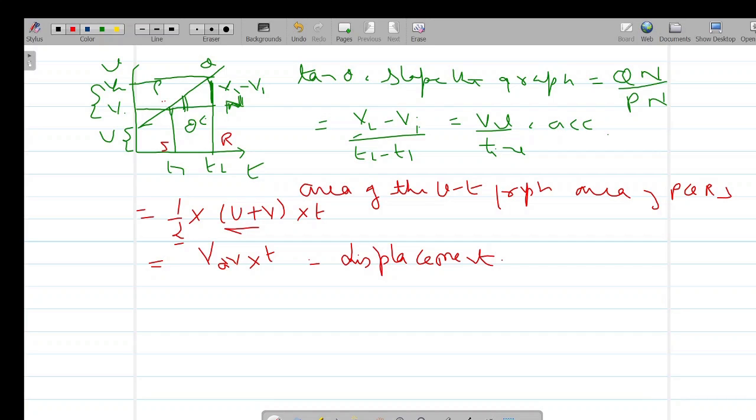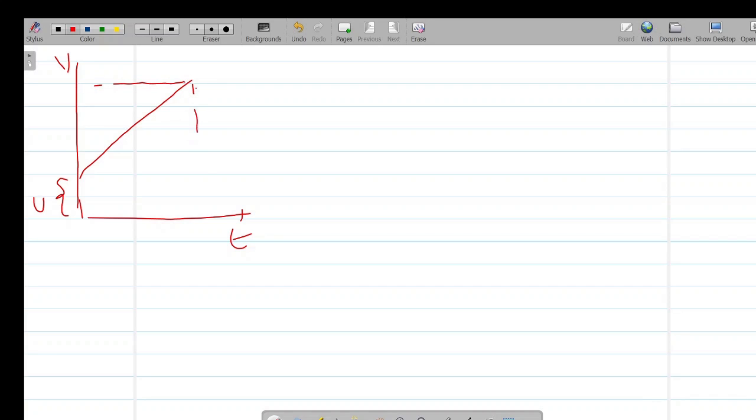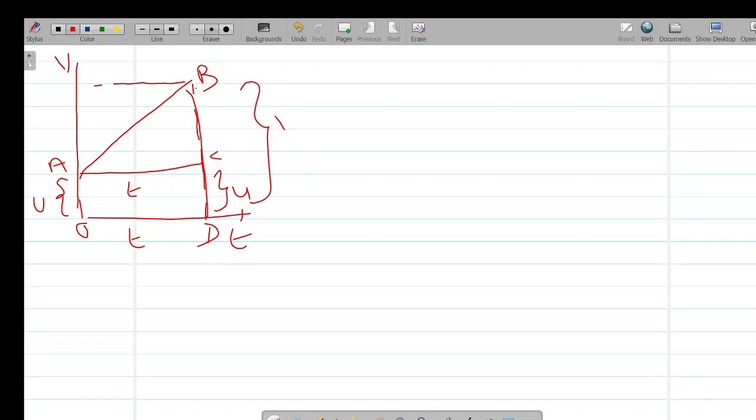So if we have understood this much, the question that should arise is, can we derive the three equations of motion by graphical method, and what sort of graph? So let us draw a VT graph such that the body has some initial velocity, and now let us derive the three equations of motion. Let us first create a proper diagram. If this is T, then this is U, this complete portion is V, so this is V minus U, and this is theta.